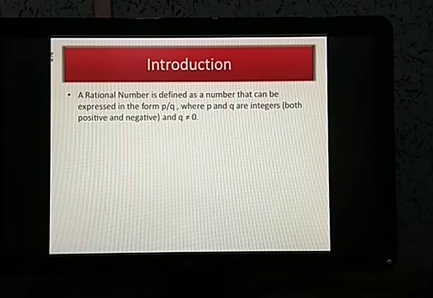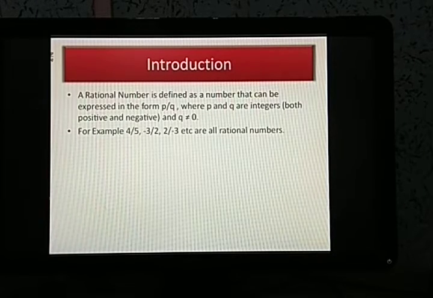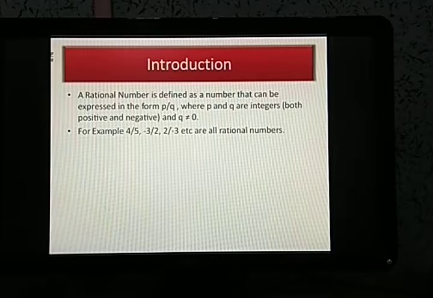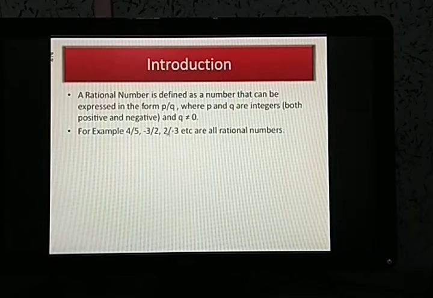Now let us see the example. So one example is here: 4 by 5, minus 3 by 2, and 2 by minus 3 are some of the rational numbers. So here you can see all the terms are in p by q form. 4 by 5 is in p by q form. These all are in the p by q form. Here p is 4 and q is 5. Here p is minus 3 and q is 2. Here p is 2 and q is minus 3. So this is according to the definition of rational numbers.